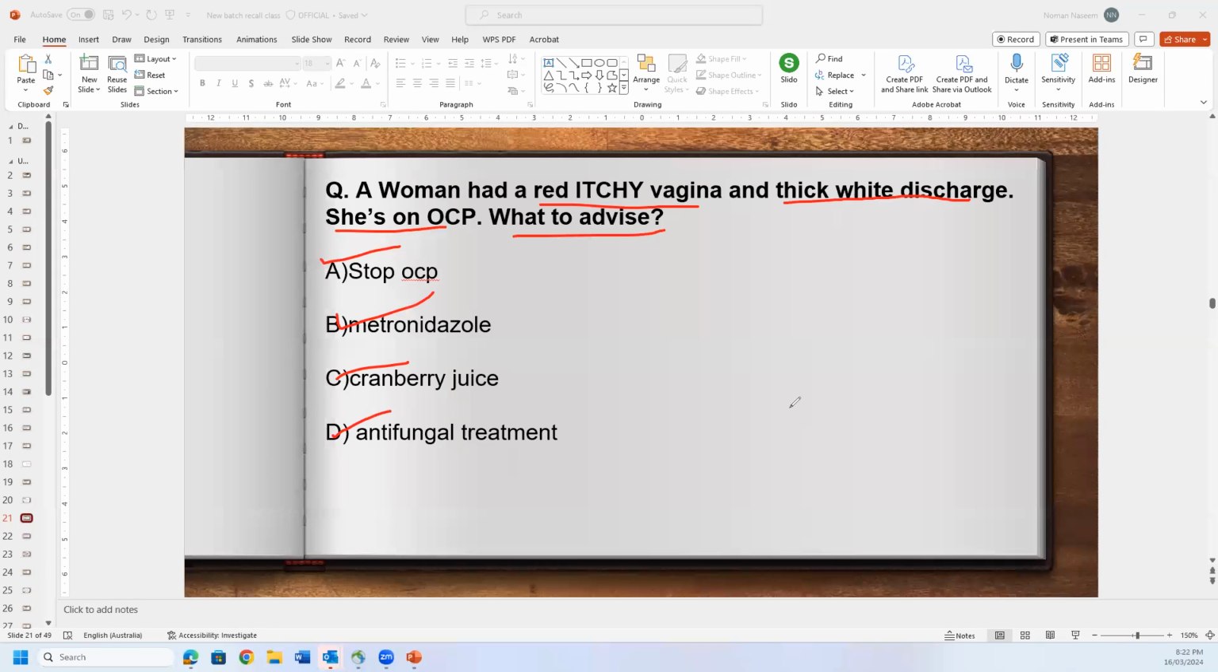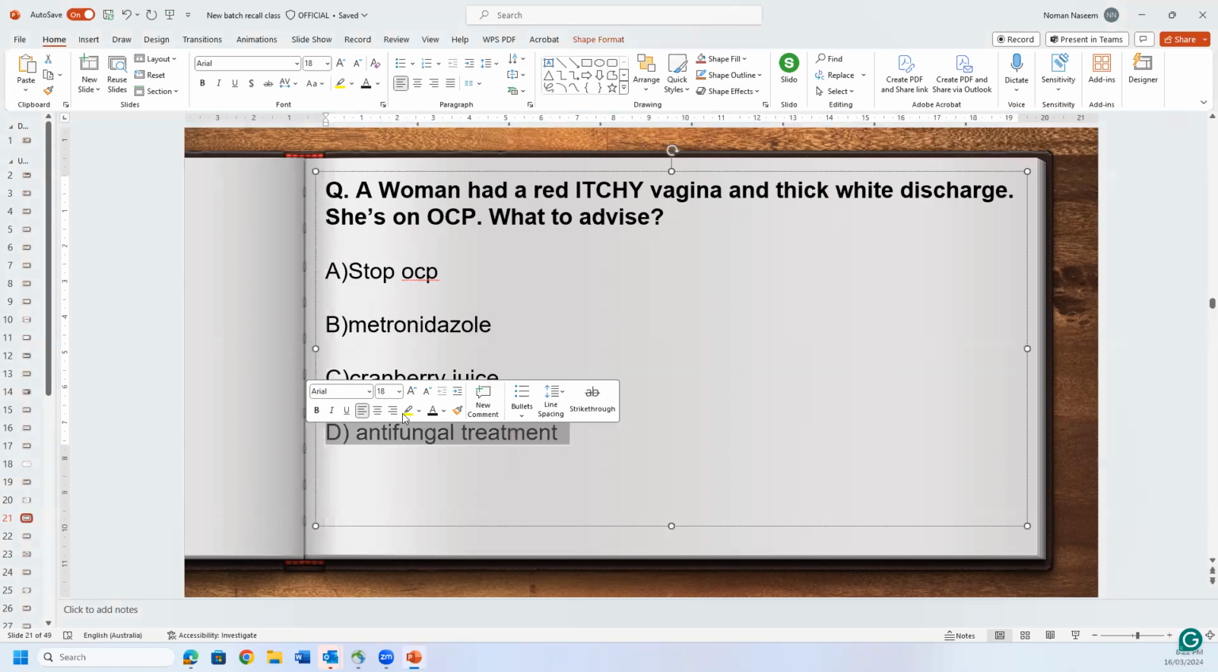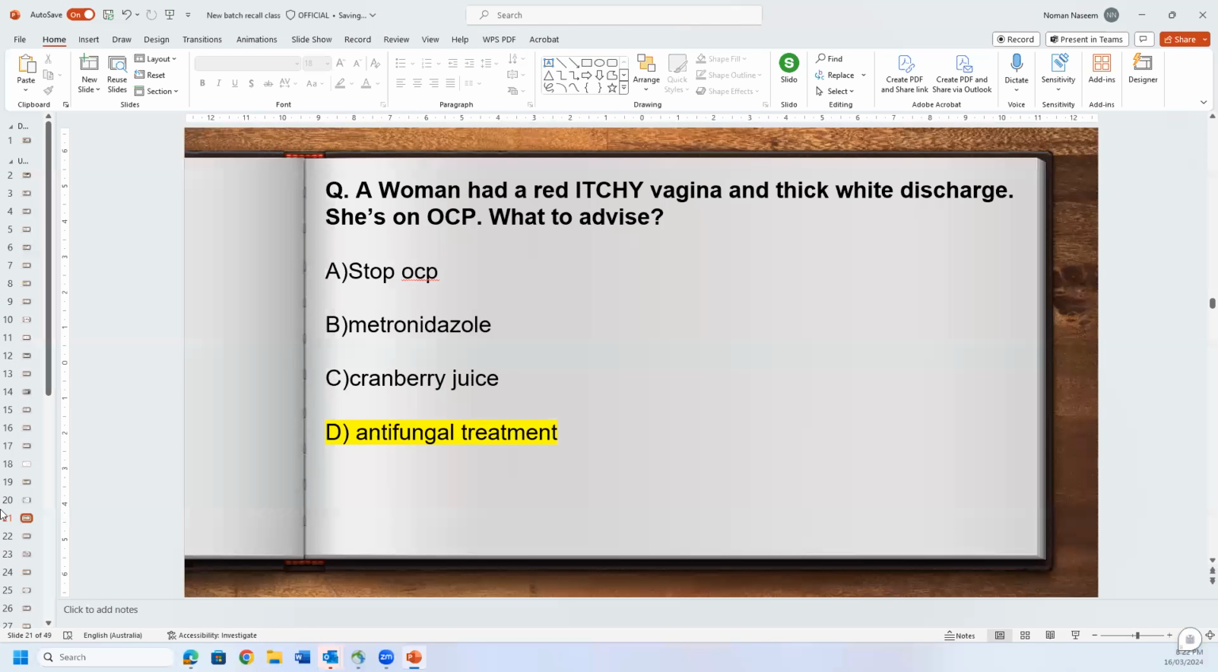So we all know that a very red erythematous, itchy genitals associated with thick white discharge, always think about candidiasis. So start the patient on the antifungal treatment while you take the swab for it and wait for the results to come back. We won't stop OCPs because OCPs and candidiasis, there is no association.